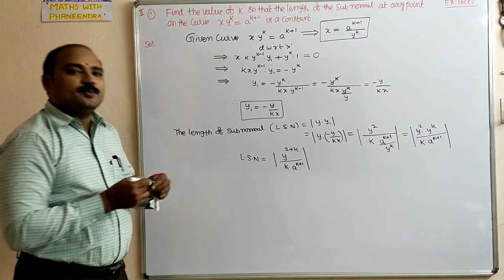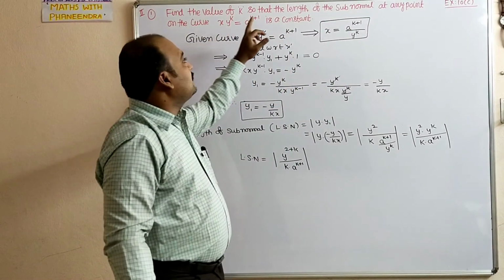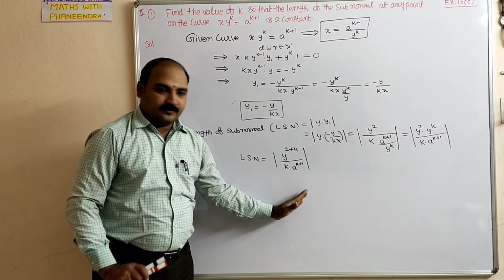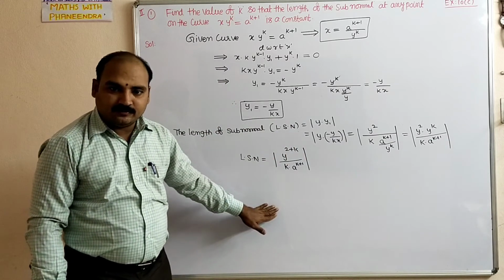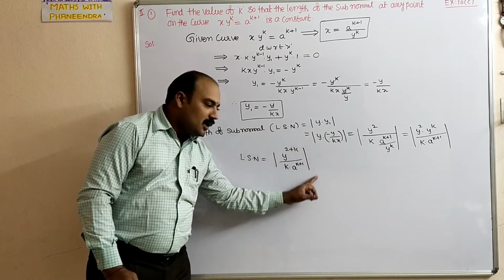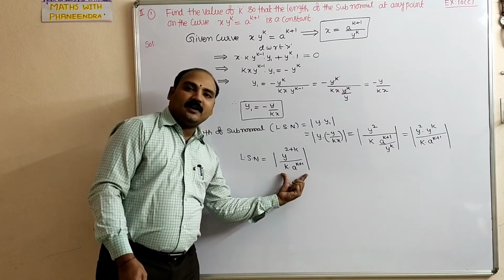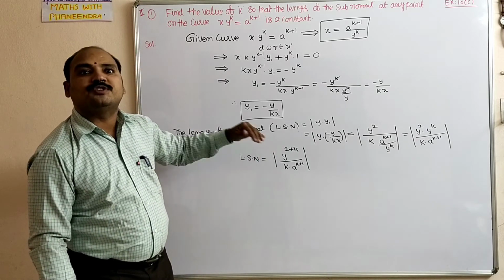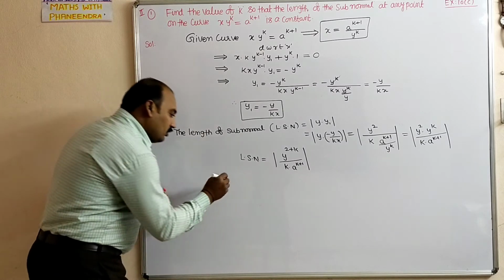They are asking to prove the length of subnormal at any point on the curve is a constant. This is the length of subnormal, we got it. k a power k plus 1 is constant. So we want to get the complete term to be constant. So to get the complete term as a constant, the power of y should be equal to 0, then it will become a constant.